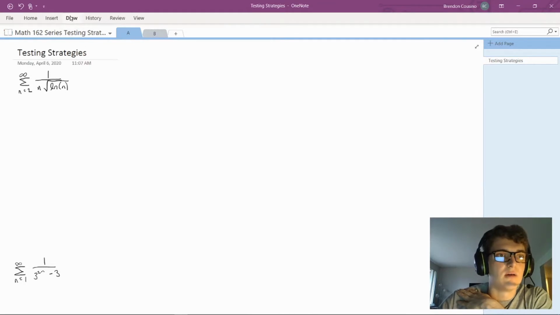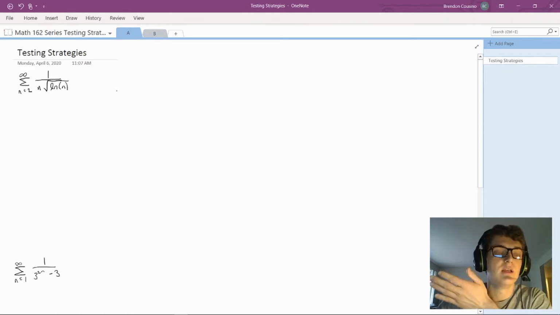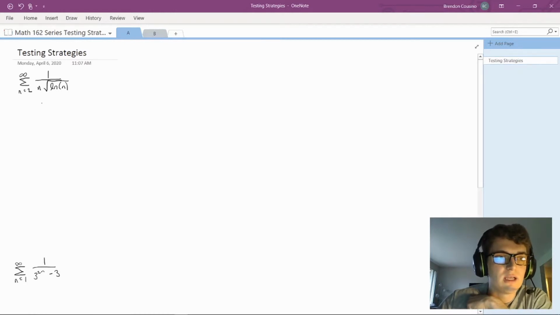Now, what's our next testing strategy? Those are the first two that I always go for, and after that it's kind of hit or miss. You can do a limit comparison test, the integral test, or the ratio test. For this one, just by looking at the function, it looks like something we would be able to take the integral of. So that's leaning me towards doing the integral test.